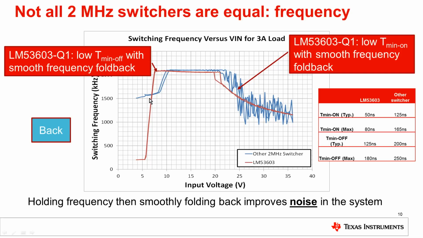So overall, the LM53603 performs at 2 megahertz over a wide input voltage. You can see here from close to 7 volts up to 20 volts input at full load, you can expect this DC-DC converter to switch above the AM band.